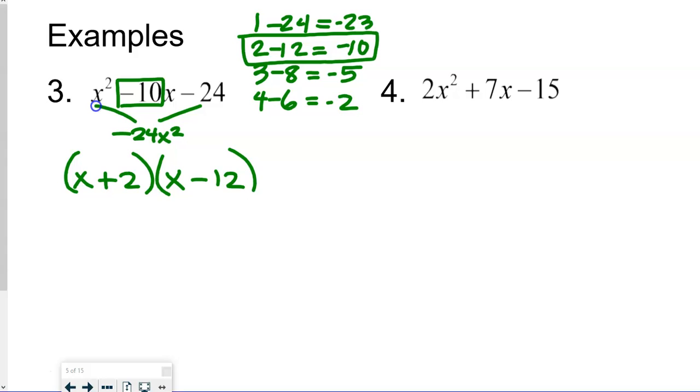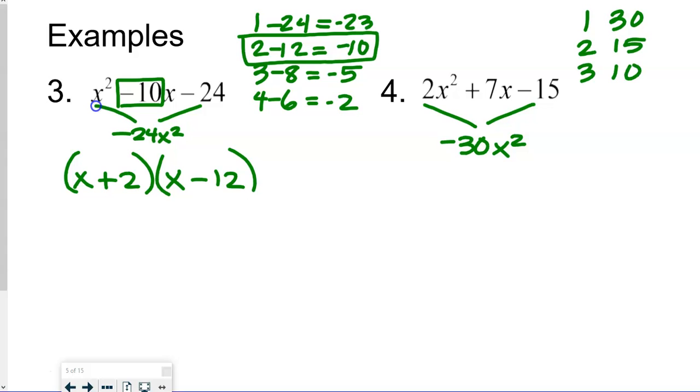So with number 4, same process that we've been doing before, multiplying first and last. So this is going to be negative 30x squared, okay? Once again, we're going to look at our factors of 30. So we got 1 and 30, 2 and 15, 3 and 10, 5 and 6. Okay, this time, notice, we have a positive 7. So this time it means that our bigger term is going to be positive and our smaller term is going to be negative. So I'm going to put a minus out front of all these smaller ones, and I'm going to put plus here.